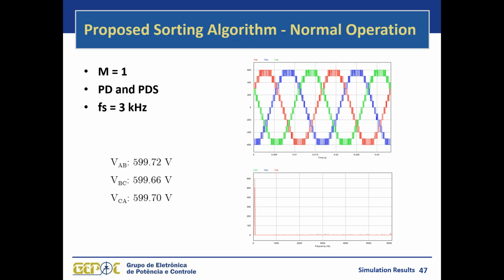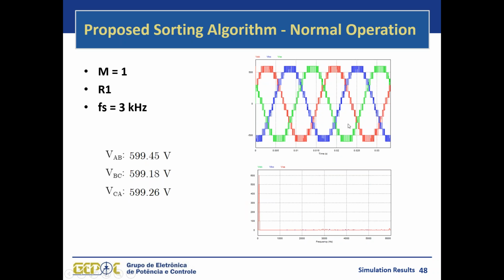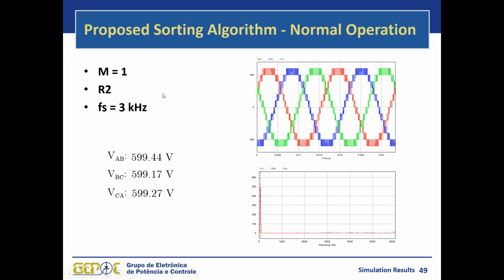For this case, the amplitude of the fundamental component of the output voltages was supposed to be 600 volts, and we can see that the synthesized output voltages are very close to the desired values. For comparison, we have here the results for strategy R1, which are also very good, and for strategy R2, which are also very good.